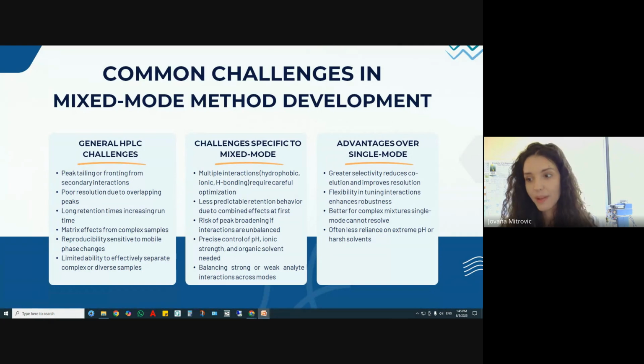But here is the good news. Mixed mode offers real advantages. It gives you greater selectivity, reducing coelution and improving resolution, especially for complex samples, because we have multiple dimensions in a single column. It's also more flexible. You can adjust pH, ionic strength, and organic solvent to dial in retention. And it's often less dependent on extreme pH or harsh solvent, which helps preserve both your column and your analyte. So yes, mixed mode requires careful method development, but it also brings powerful tools to separate analytes that single mode just cannot handle.